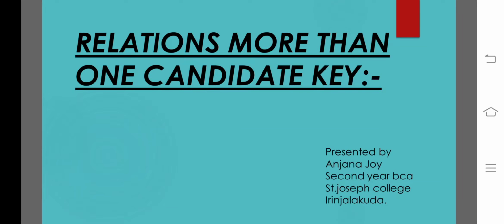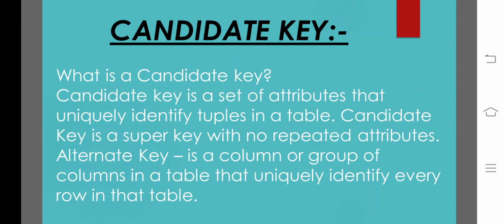Hello everyone. Today we will discuss relations with more than one candidate key. First we will discuss candidate keys. What is a candidate key? A candidate key is a set of attributes that uniquely identify tuples in a table. A candidate key is a super key with no repeated attributes.